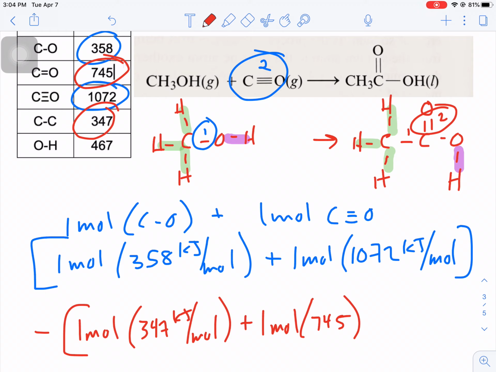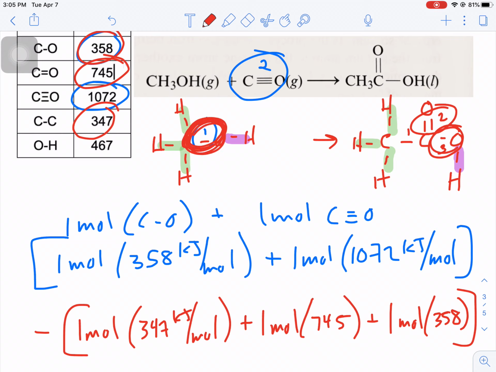And we also are going to call this bond number 3, this carbon-oxygen single bond. So 1 mole of carbon-oxygen single bonds is going to be this 358. So 358, I'm running out of space, that would be kilojoules per mole. And you realize this carbon-oxygen single bond right there is really kind of identical to this carbon-oxygen bond over there, but just realize we had to break it and then we had to make it, so it is going to kind of cancel out in the end.